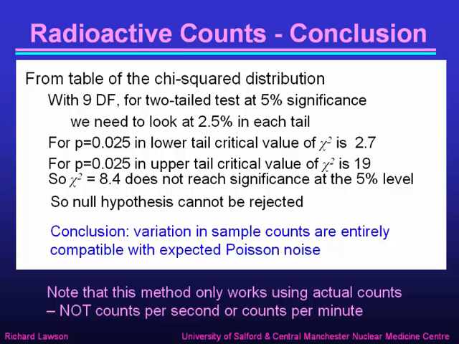So that's an example of how you can apply this statistical test to check that the variation in radioactive counts is exactly what you expect it ought to be. And that's the end of part 2 of this lecture.